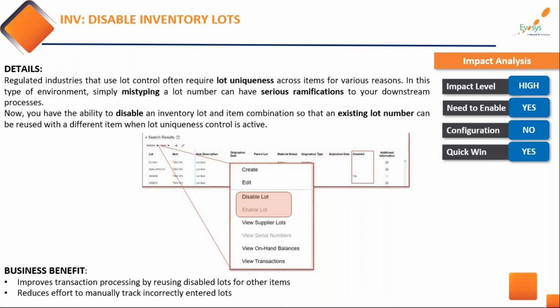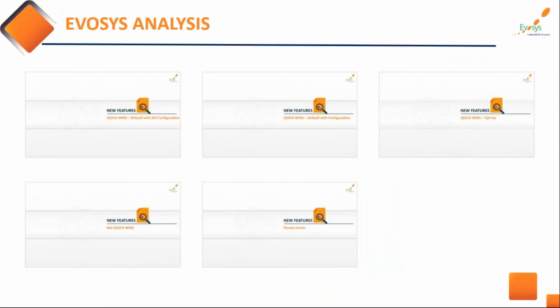Overall, what it makes sure is that we are reducing the effort to manually track the incorrectly entered lots, and also reuse the existing lot numbers that were present by disabling the specific combination against the item. It also makes sure that we are following the lot uniqueness. This specific feature is an opt-in feature and does not require any specific configuration. So these were the quick wins which are opt-in in nature.